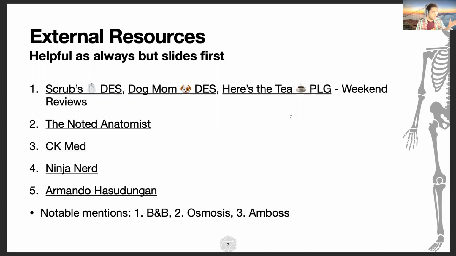And then we have some notable mentions of Boards and Beyond, Osmosis, and Amboss. These are great, but remember you have to pay for them, and they're not free. So just be aware, if you do have subscriptions, these are also great resources that you can use.